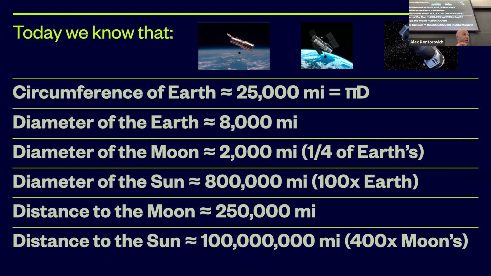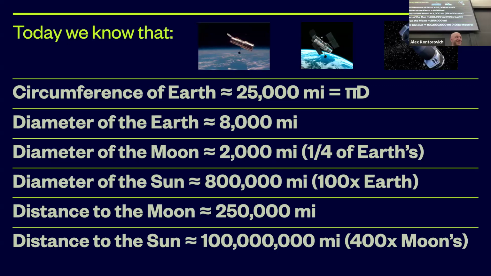From these, we're able to compute that the circumference of the Earth is about 25,000 miles. The diameter of the Earth is about 8,000 miles. The moon is about a quarter the size of the Earth. The sun is about 100 times the Earth. The distance to the moon is like 250,000 miles, and the distance to the sun is 100 million miles. So the distance to the sun is 400 times the distance to the moon, and the size of the sun is also 400 times the size of the moon. There's no way we could possibly compute these things without all of our modern equipment and technology.